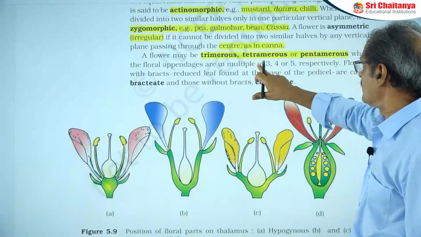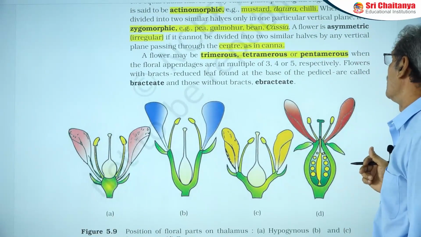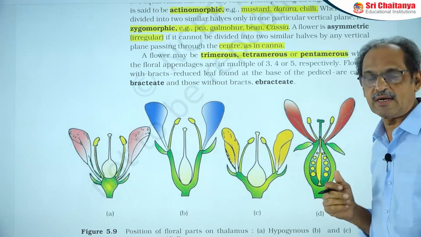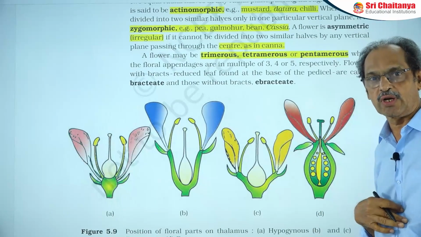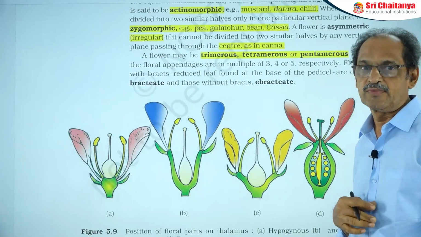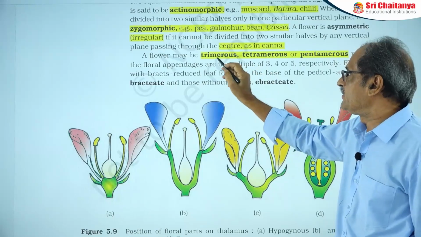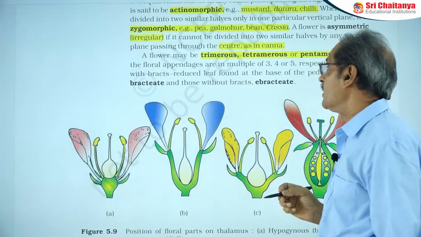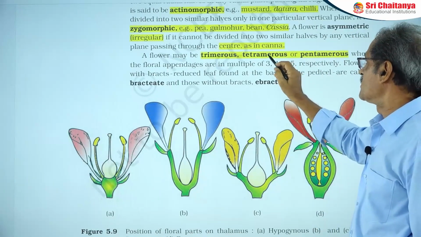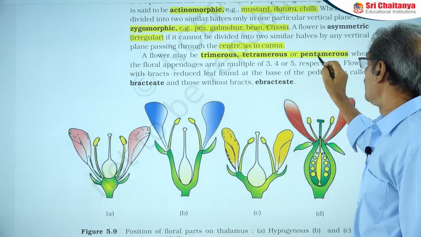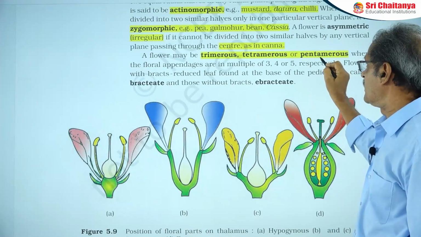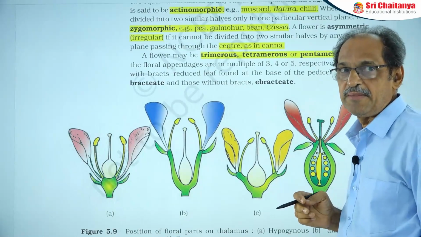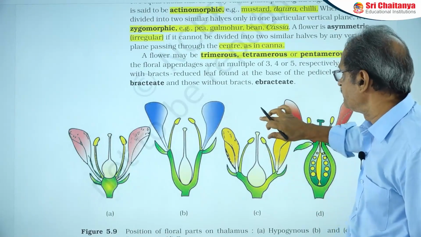So next one is the merosity. Trimerous, tetramerous or pentamerous. See, the important thing is merosity will be decided by the number of floral leaves in each whorl, not the number of whorls, you remember. So generally each whorl contains 3 or multiples of 3, then it is called trimerous. It is an important character of monocots. Tetramerous, 4 or multiples of 4 in each whorl, and 5 or multiples of 5 in each whorl, pentamerous. Tetramerous and pentamerous are normally found in dicots. Trimerous is found in the monocots actually.